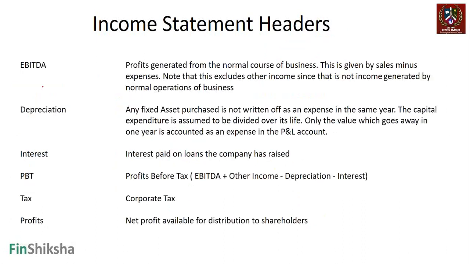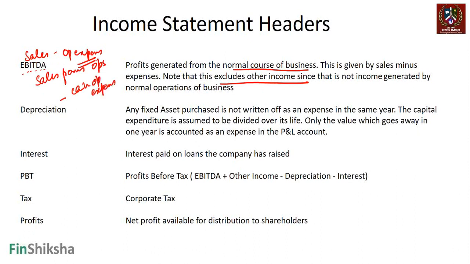Once you remove these, sales minus operating expenses, or cash operating expense, gives me earnings before interest, tax, depreciation, amortization. Profit generated from the normal course of business. This is given by sales minus expenses. Note that this excludes other income. So far, we have not included other income here. So only the sales from ops. From that, you subtract cash operating expenses to get EBITDA.